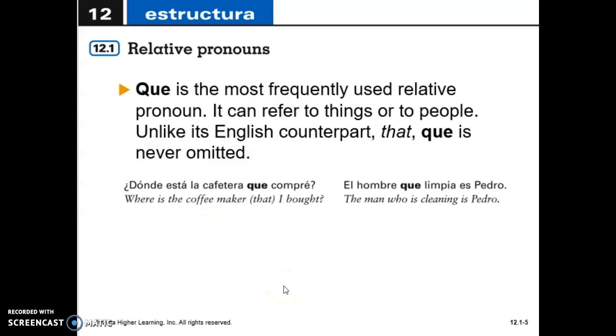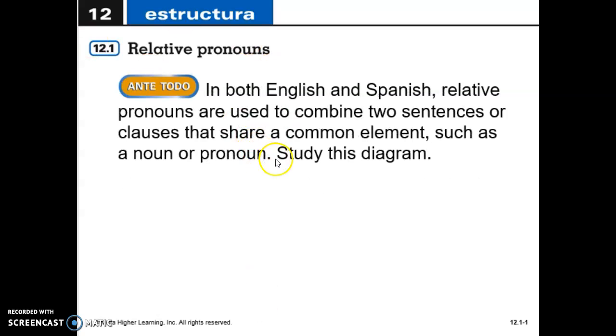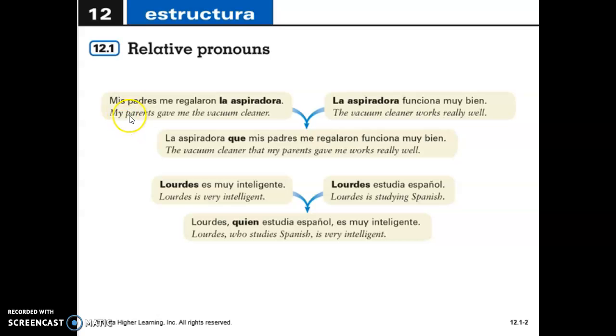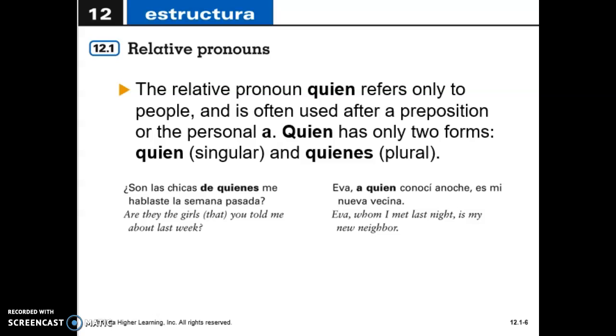Que is the most frequently used relative pronoun. It can refer to things or to people, like I previously said, unlike its English counterpart, that. Que is never omitted. So we have already established that que in English means that, okay? Like if we go back to that first example of the vacuum cleaner, mis padres me regalaron la aspiradora, that then becomes, in these statements, la aspiradora que mis padres me regalaron, the vacuum cleaner that my parents gave me. Okay, so that is the most common, that's what we have said.